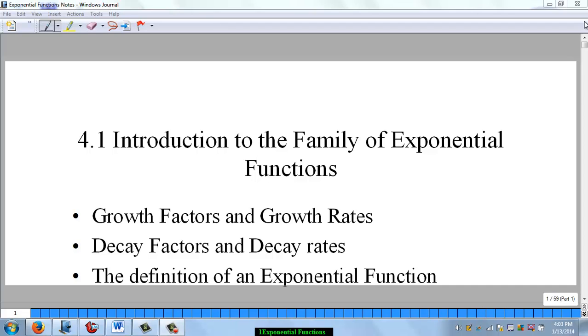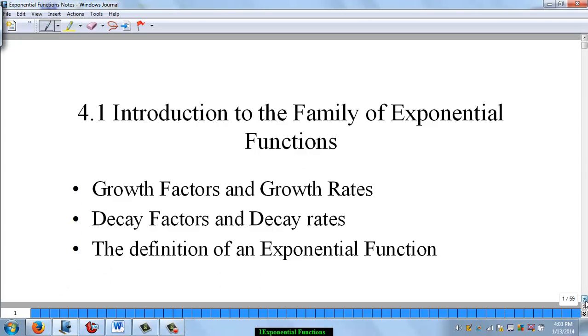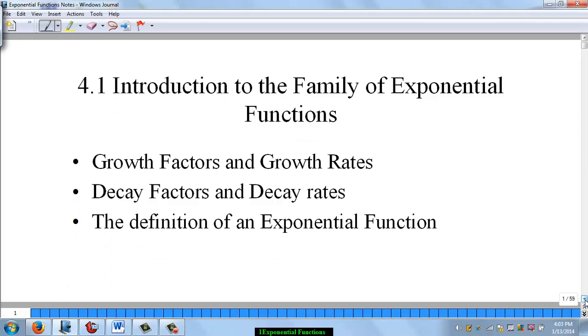Well, welcome to exponential functions, and I'm going to do a little introduction video here so that you can see what we're starting with. And I know you've seen exponential functions before, but we're going to get into depth and detail, and we're going to talk about growth factors and growth rates, decay factors and decay rates. So these two are basically the same, and we're going to talk about what the definition of an exponential function is.